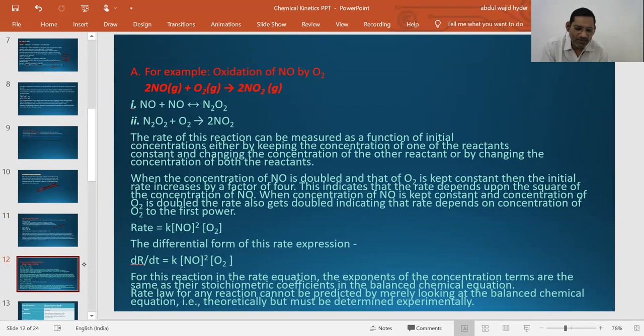Now this example is also discussed. Here you have written the rate of the reaction is equal to K into NO to the power 2 and O2 to the power 1. What does it mean? It means the concentration of O2 to the power 1 is affecting the rate of reaction, and the concentration of NO to the power 2 is affecting the rate of reaction. So this is the differential form of this rate expression: dr upon dt is equal to K times active mass of NO to the power 2 upon O2. This is all already done.